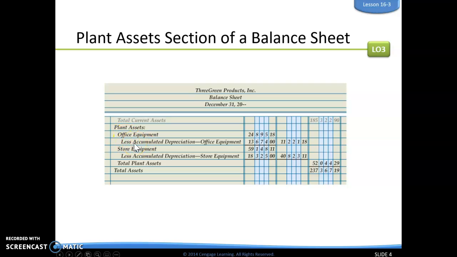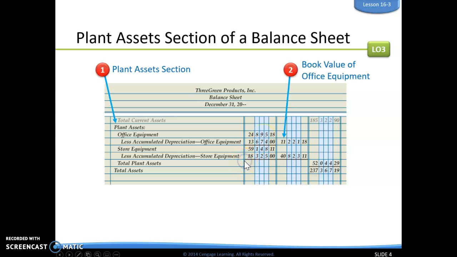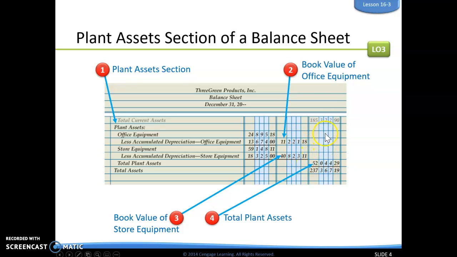Our contra account to office equipment is accumulated depreciation office equipment, and our contra account to store equipment is accumulated depreciation store equipment. So both of those, we need to find the book value of those two accounts. So we are going to take our office equipment minus the depreciation to get our book value. Same thing with our store equipment. We're going to take our balance of our store equipment minus the accumulated depreciation to get our book value. We're going to add those two together then to get our total plant assets. And then we're going to add our current assets plus our plant assets to get our total assets.